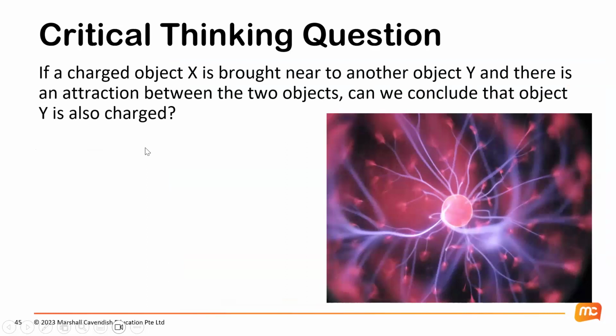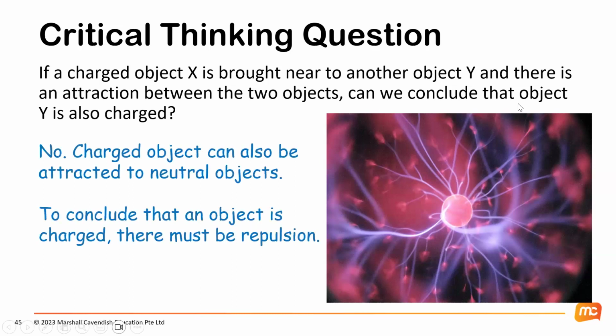Next, critical thinking questions. If a charged object X is brought near to another object Y, and there is attraction, can we conclude that Y is also charged? Recap a little bit: in the previous few simulations that I showed you, as long as a charged object is brought near to a neutral object, it will always attract the neutral object. So the answer is no. We cannot conclude that the object is charged.